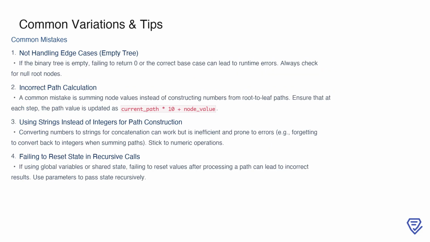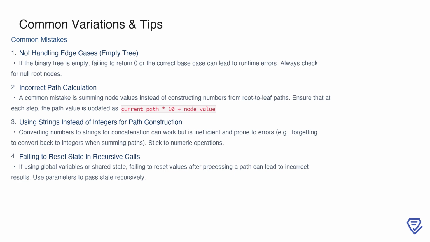When solving this problem, there are a few common mistakes to watch out for. First, failing to handle edge cases like an empty tree can result in runtime errors. Always check for a null root and return the appropriate base case, such as 0. Another frequent issue is miscalculating paths. It's important to construct numbers from root-to-leaf paths by updating the path value as current_path * 10 + node_value at each step, rather than simply summing node values.